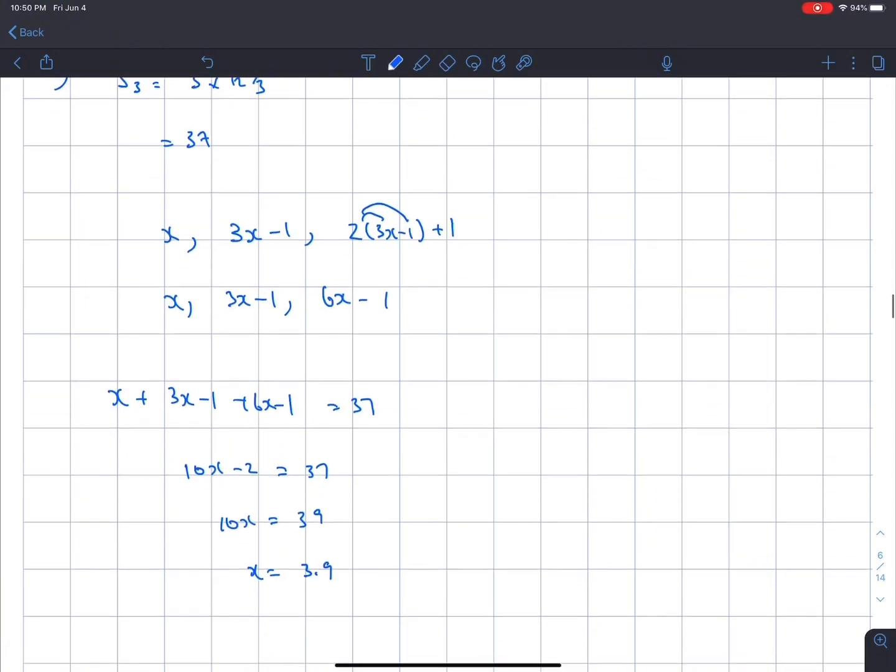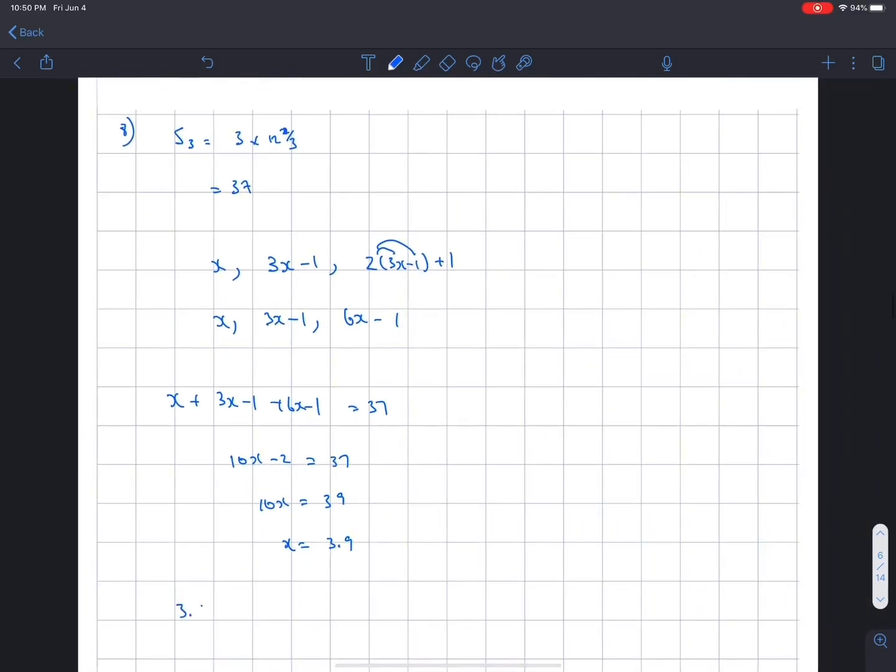So what are the three numbers? The first number is 3.9. The second number will just be 3 times 3.9 minus 1. So 10.7. And the third number is 6 times 3.9 minus 1. So I'm just going to check my answers because usually we get integer answers. Yeah, so I did something wrong.